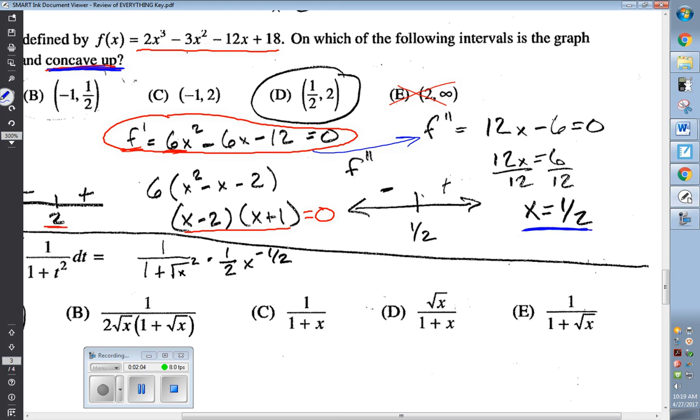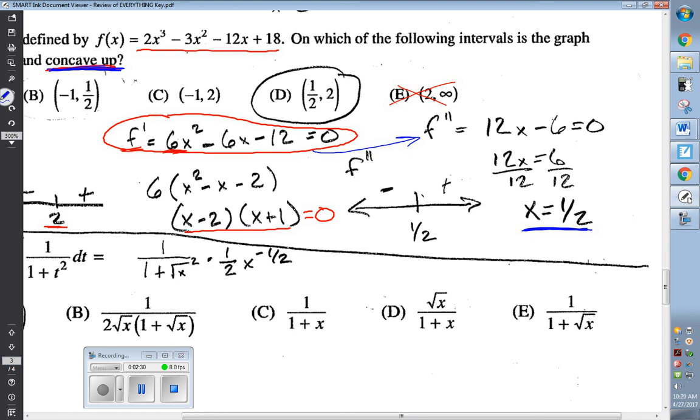So on my number line, now I'm doing an f double prime number line. I plugged 1/2 in there. I checked above and below. I plugged in negative a bajillion and positive a bajillion and see what happens, negative and positive. Is 1/2, what's 1/2 going to be considered? It's a point of inflection because the second derivative changed sign. So that's not important here, but just a good check. So that's a point of inflection.